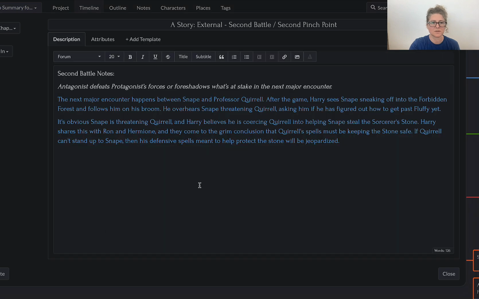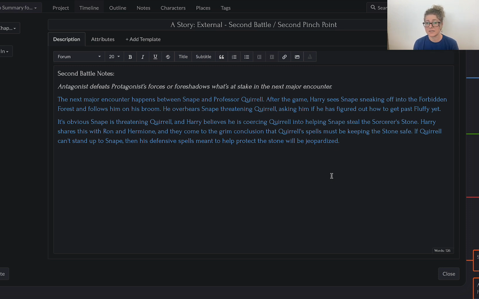We're going to have some notes on a story. This is the external second battle, or second pinch point. The antagonist defeats the protagonist's forces or foreshadows what's at stake in the next major encounter. So the next major encounter happens between Snape and Professor Quirrell.